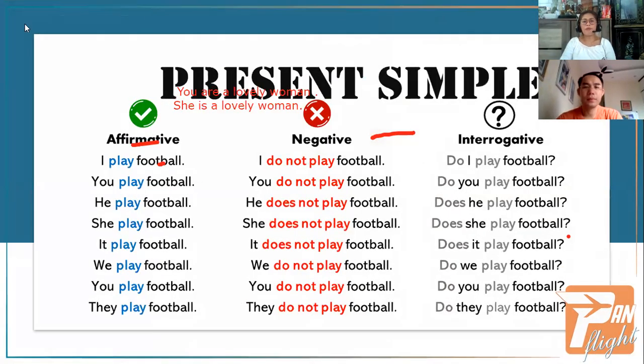We have here some of the present simple tenses of words. So I play, you play, he play, she play, it's affirmative. But here, can you see this one? Negative, of course, just do not. But here, interrogative, when we say interrogative, it always asks question. So in asking question interrogative, you will have to use do for plural. Look at this one, do you. You can never say does you.